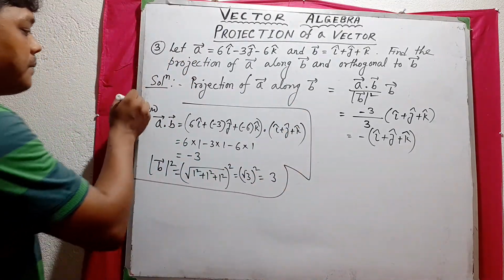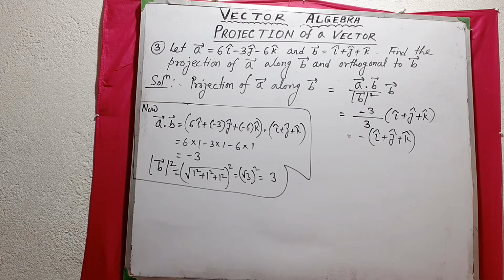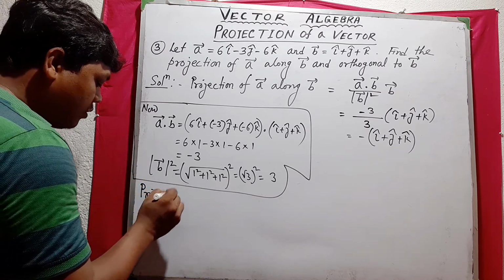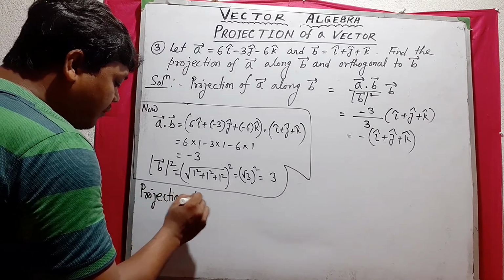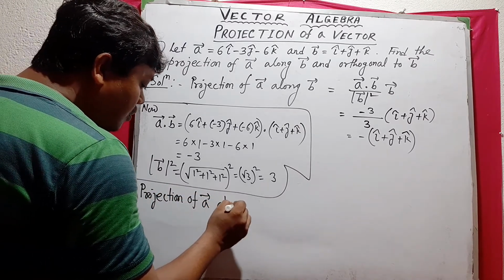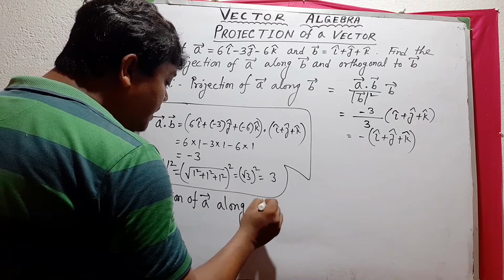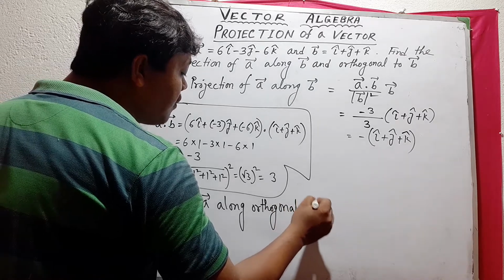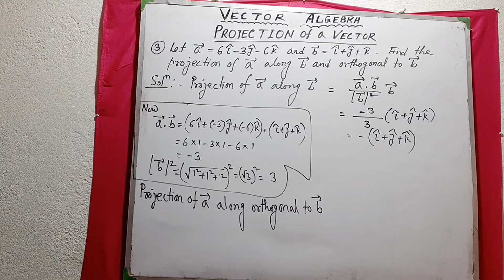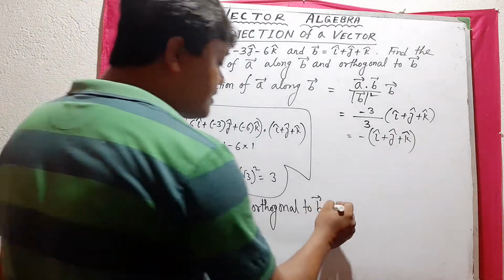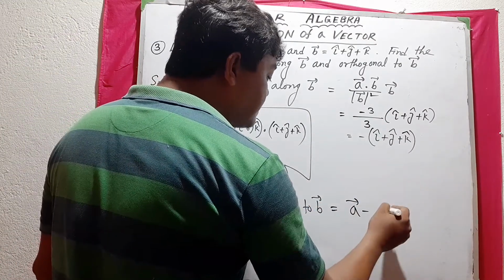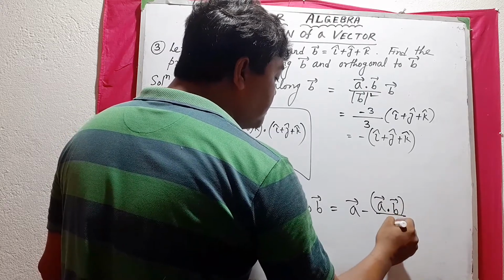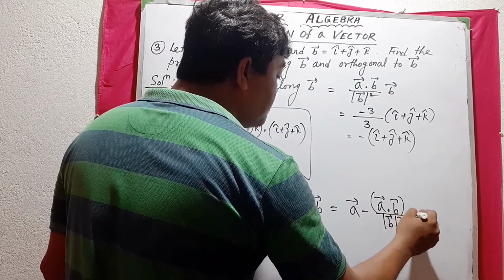এগুলো আমরা ক্যালকুলেশন করলাম পাশে, projection of a on b and projection of a along orthogonal to b. Projection of a along orthogonal or perpendicular to b, সেটা আমরা কী জানি, a vector minus a dot b by mod b square into b vector.